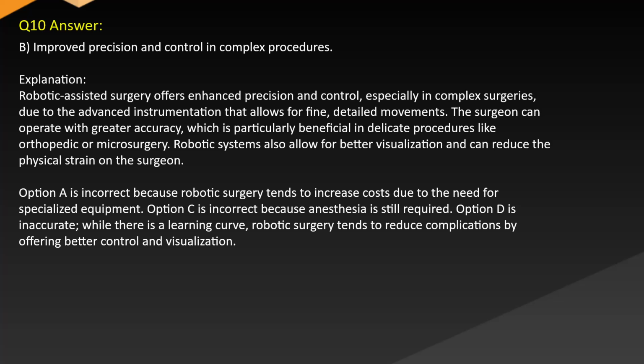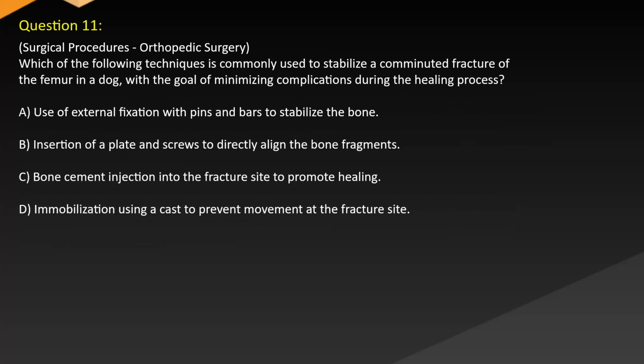Option A is incorrect because robotic surgery tends to increase costs due to the need for specialized equipment. Option C is incorrect because anesthesia is still required. Option D is inaccurate. While there is a learning curve, robotic surgery tends to reduce complications by offering better control and visualization.